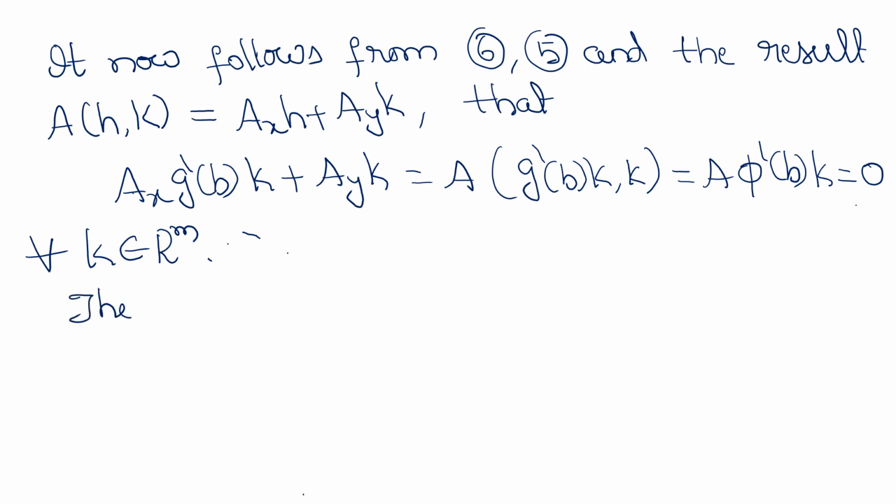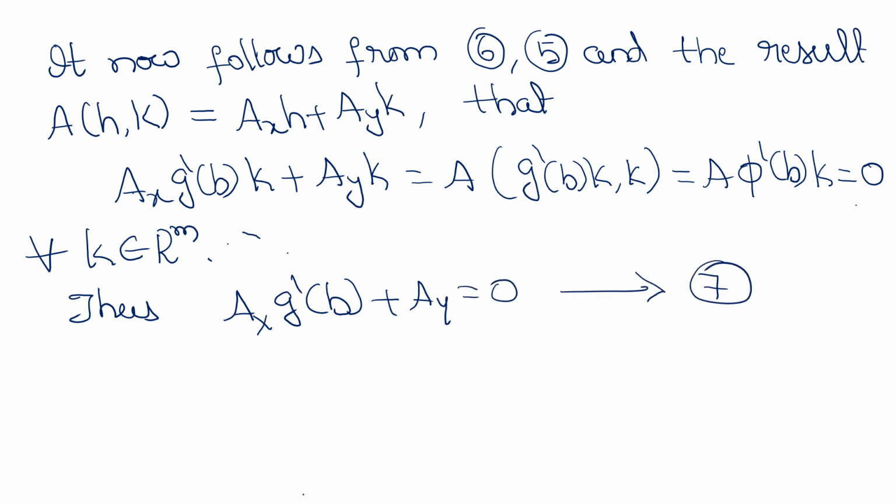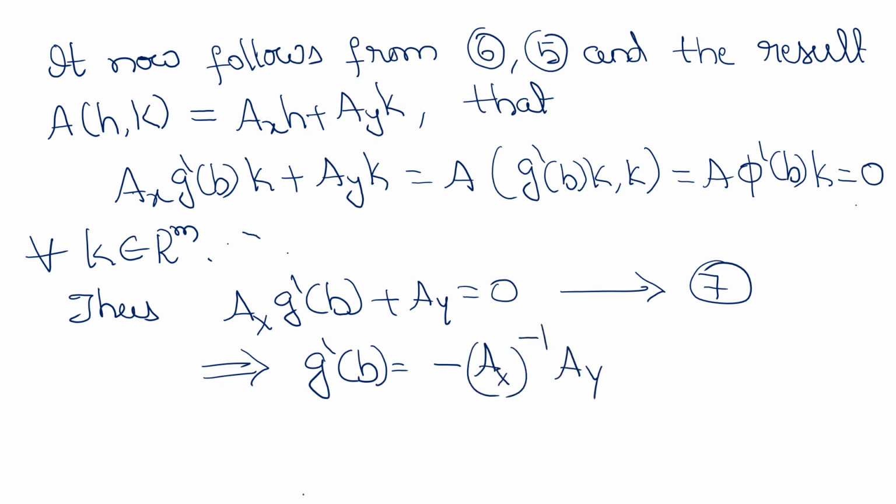Thus, Ax g'(b) plus Ay is equal to 0. So this gives you simply g'(b): you solve equation 7 for g'(b), that gives you minus Ax inverse into Ay, and hence the proof.